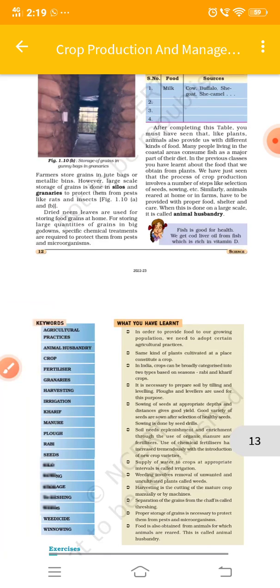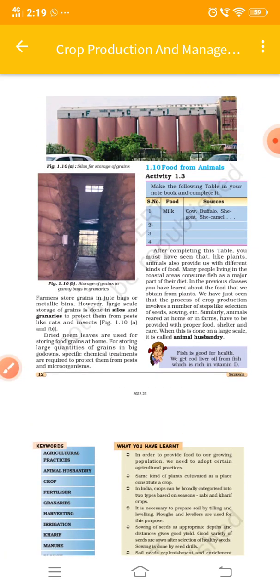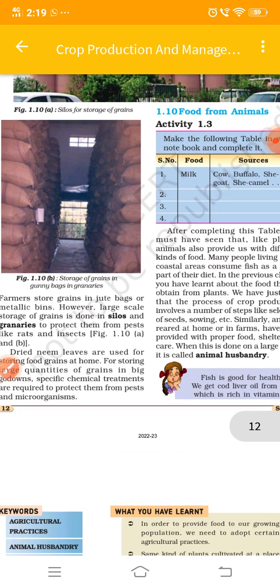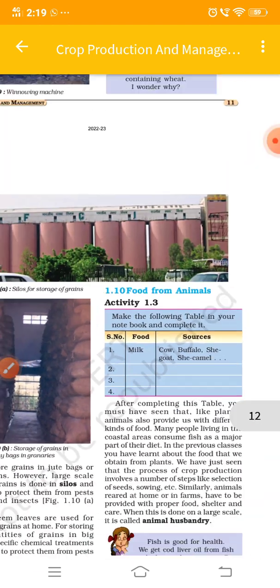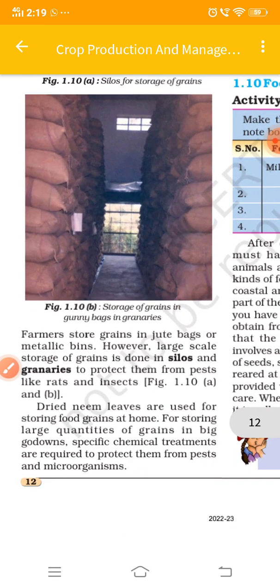Now this is the image of silos for storage of grains. In this type of structure, the grains are stored. See here. Farmers store grains in jute bags or metallic bins. Jute bags, we call it pota, gunny bag. However, large-scale storage of grain is done in silos and granaries to protect them from pests like rats and insects.